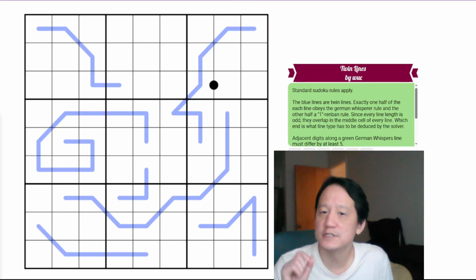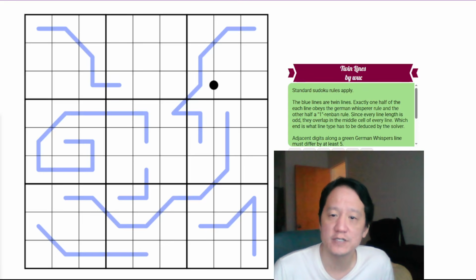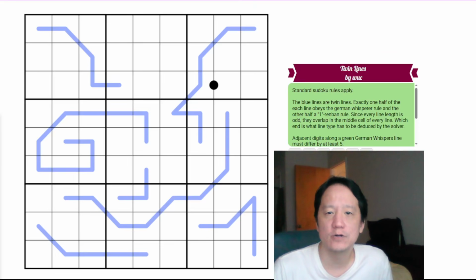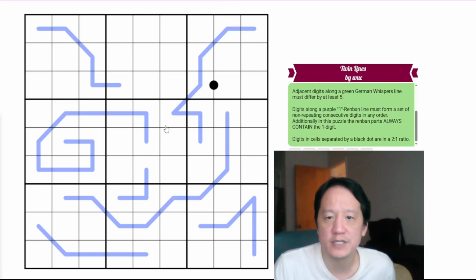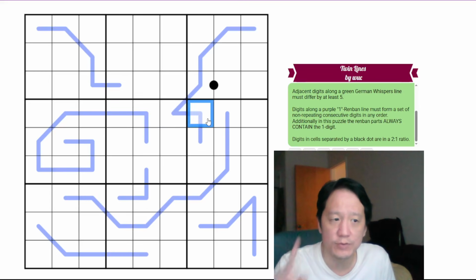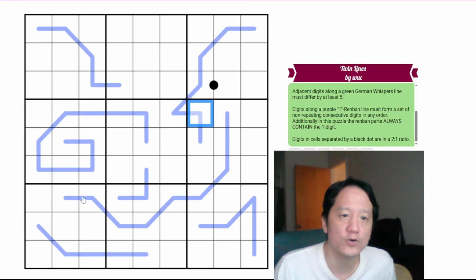And take that easiness with a grain of salt because it's considered easy by the people on the Logic Masters Germany forum, and there's a lot of really smart people there. Today's puzzle is called Twin Lines by Wook, and here are the rules. Standard Sudoku rules apply, which means in every cell in the grid, place a single digit from 1 through 9 such that there are no repeats in any row, column, or designated 9-cell region.